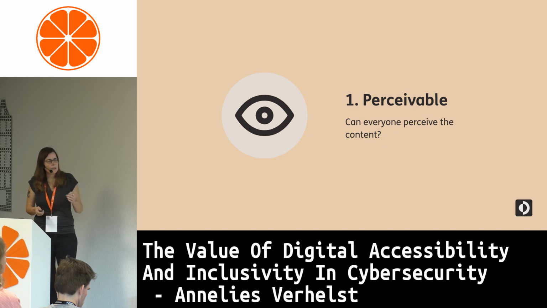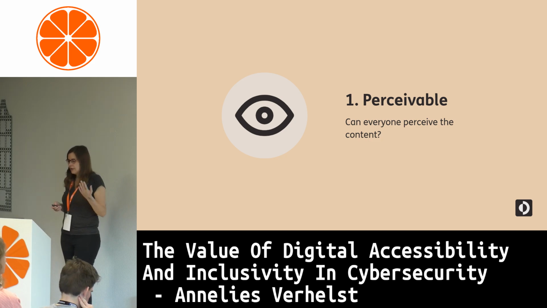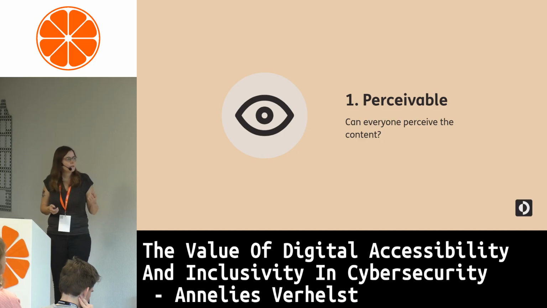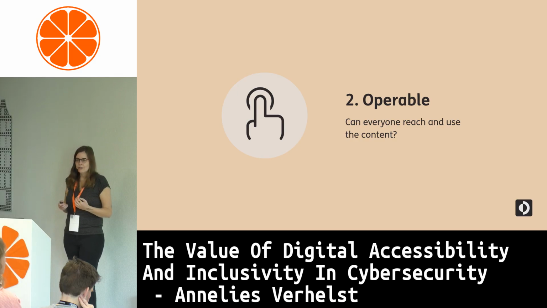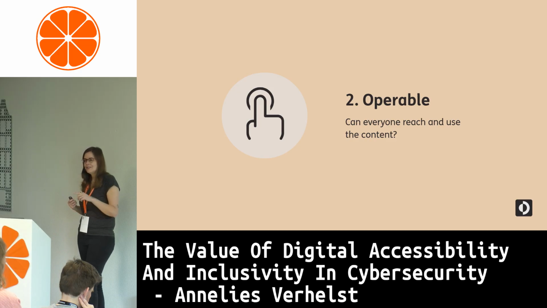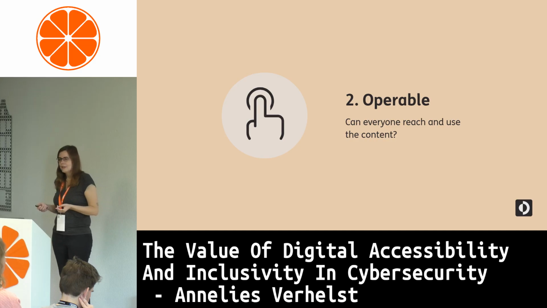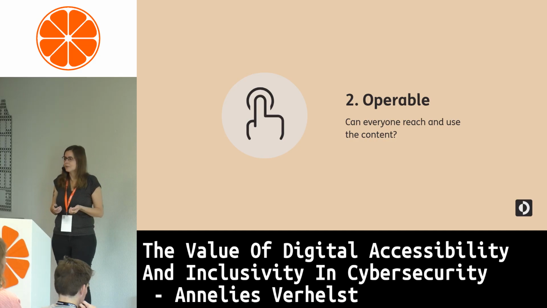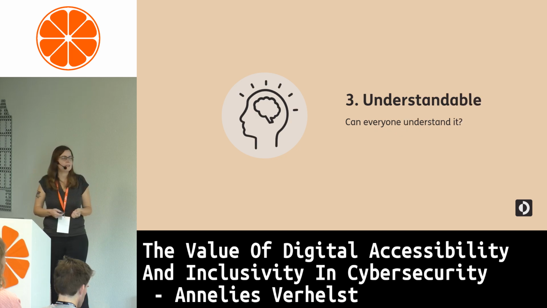So basically accessibility is based on 4 principles, and the first one is perceivable. Can everyone perceive the content? Easy. Operable, can everyone reach and use the content? That's the fun one, because usually we think about, well, if you think about phones, you need to be able to use your finger. If you think about desktop, you have a mouse, but it also needs to work on keyboard only or with other devices that you might not even be able to think about.